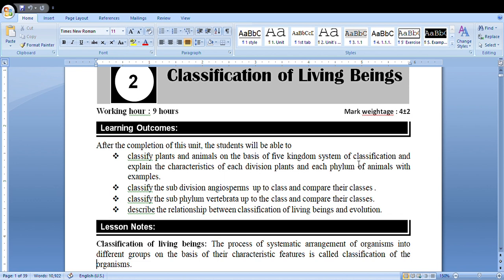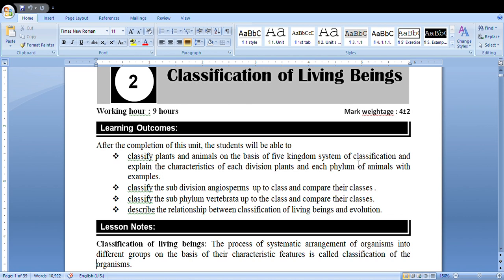Today's topic is classification of living beings. It's equally important for SEE appearing students as well as supplementary students, that means the students who are going to appear in the supplementary exam of SEE 2080. So what we are going to discuss today is classification of living beings. It's Unit 2, working hours 9, and mark weight is 4 plus minus 2.